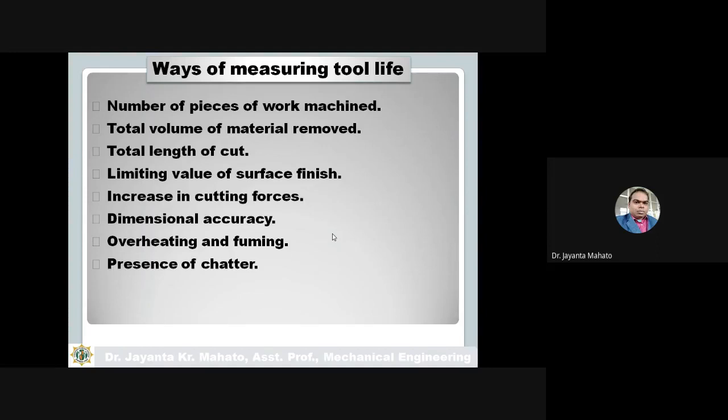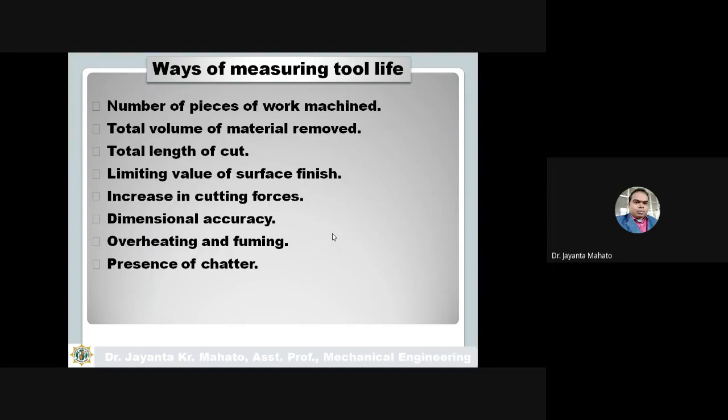Another is dimensional accuracy. Dimensional accuracy means you are machining a surface, but you have not got the desired shape and size. The desired shape and size that is needed is not being obtained, so dimensional accuracy is not coming. Then you can tell that the tool has exceeded its life, and its life is finished. Okay, then you have to resharpen the tool.